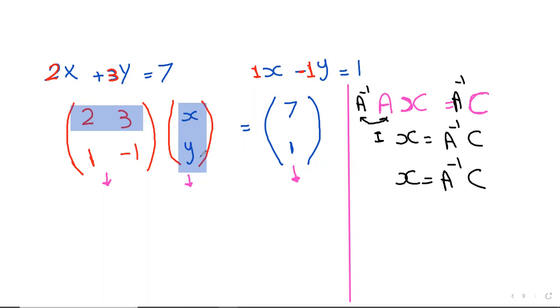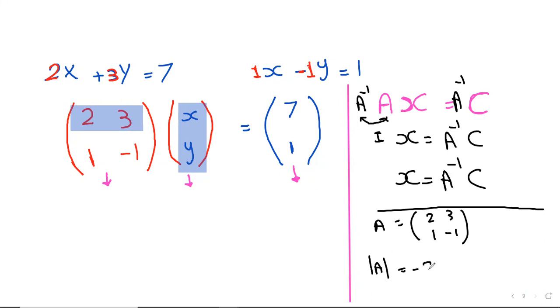So how can we get this matrix X and Y? Find the multiplicative inverse of A. So here the matrix A is 2, 3, 1, and negative 1. Find the determinant of A. It's 2 times negative 1, negative 2, minus 3 times 1, which is 3, so it's negative 5.